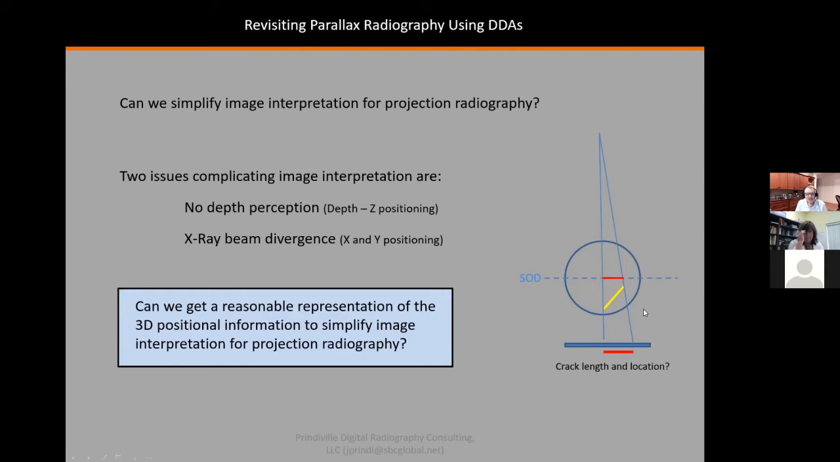So the question is, can we get a reasonable representation of the 3D positional information from indications in a part to simplify image interpretation for projection radiography? That's the question, and we hope that parallax will do that.